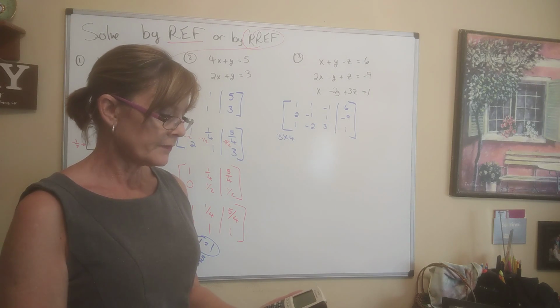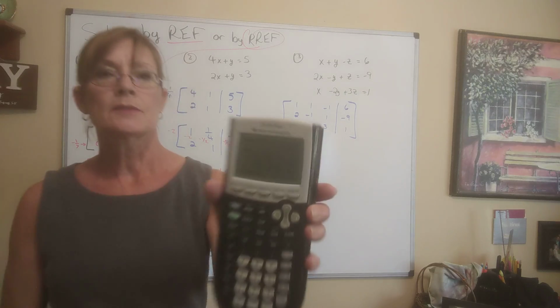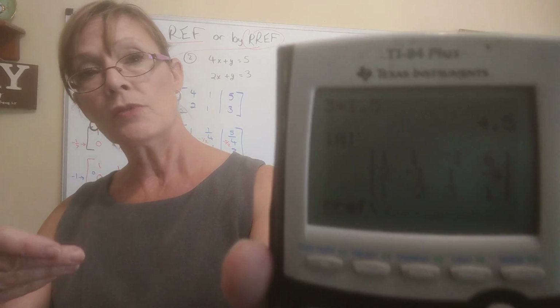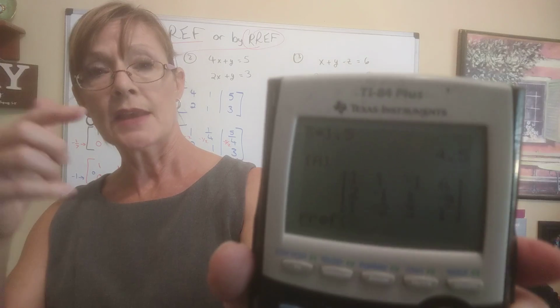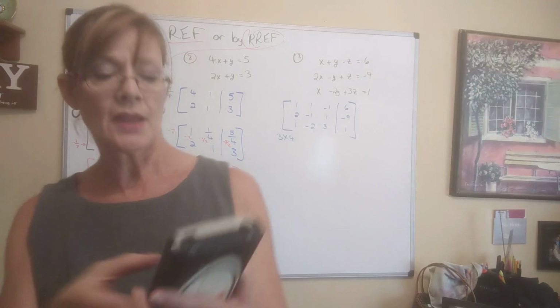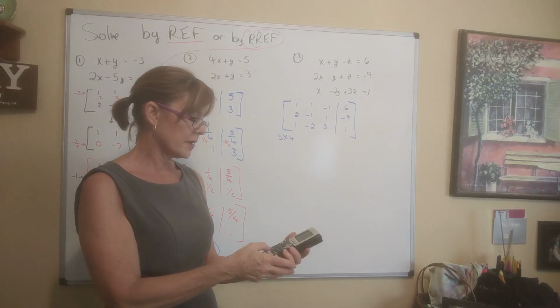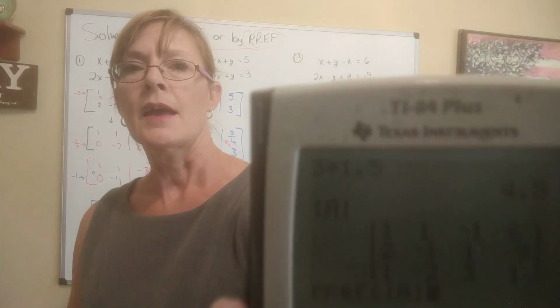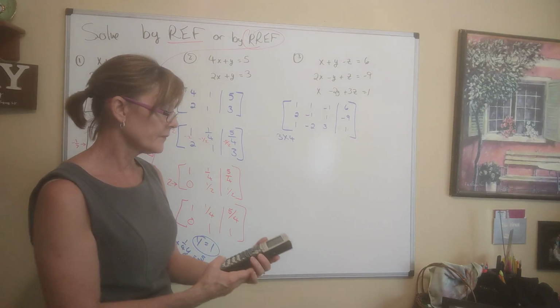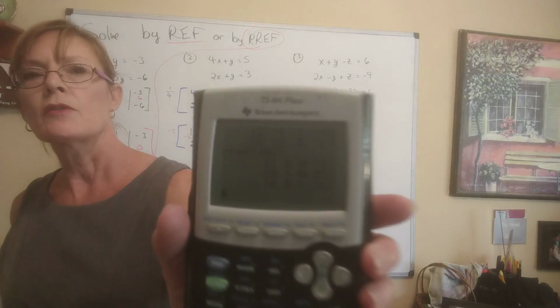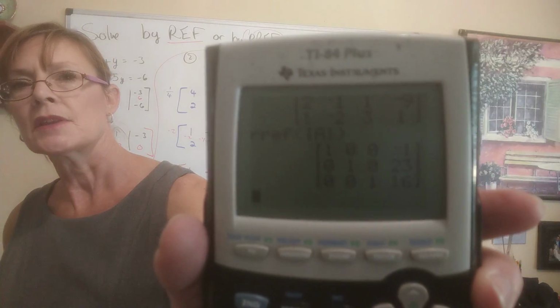So I hit Enter, and it gives me this, and then I have to say, okay, what matrix? So I'm going to say second matrix 1, which we'll put in A. Second matrix 1, like that. And then I'm going to hit Enter. And it gives me the reduced row echelon form of my matrix, just like that.